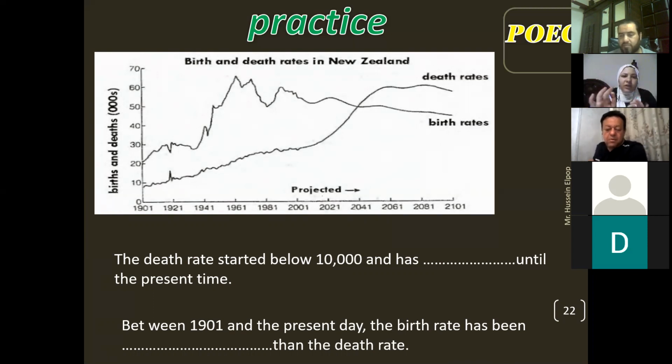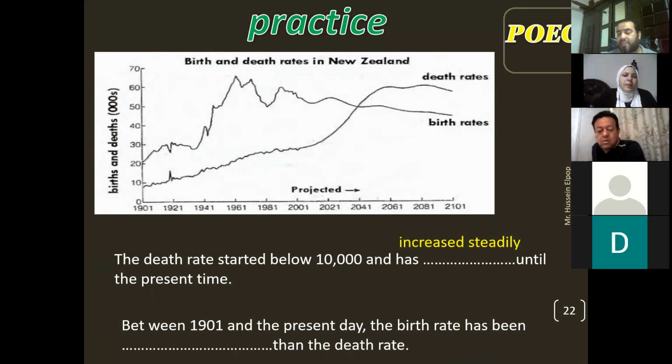Significantly increased until the present time. Because we have "has." You need a verb. Who said "has"? Yes, "has," because we have "has" and "started." So "has" is a helping verb. Okay, maybe. Or maybe it's the verb itself. Okay, let's see, maybe we need a noun here.